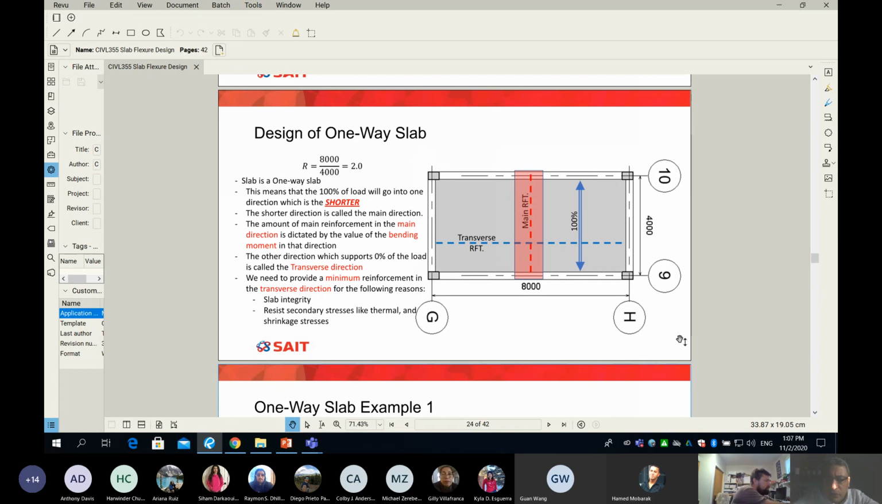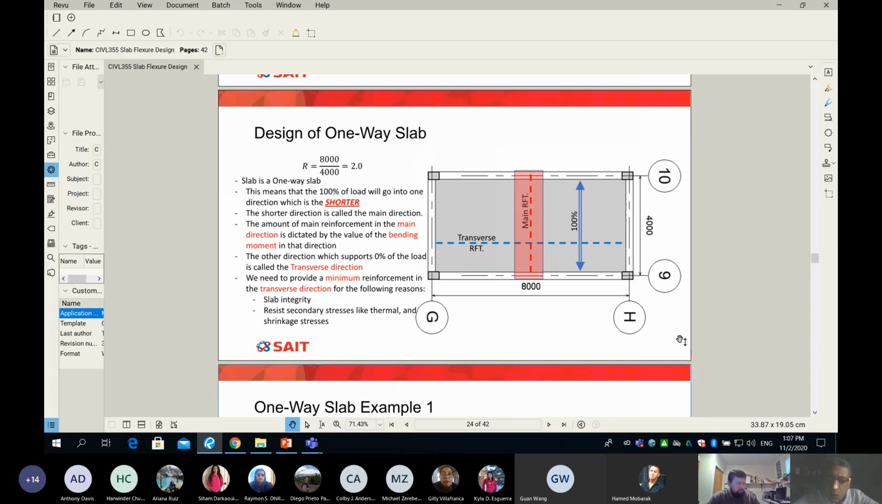How about the perpendicular direction, which in my plan view on my screen I gave color blue and called transverse reinforcement? Do we have to add any in that direction? The answer is yes. And if you're asking why do we have to put some rebar in this direction while 100% of the load is going into the shorter direction and 0% into the long direction, it is for two reasons. You can see they are listed on the same slide. It is for slab integrity. And when I say slab integrity, what do I mean? So I'm going to tell you what I mean by slab integrity.